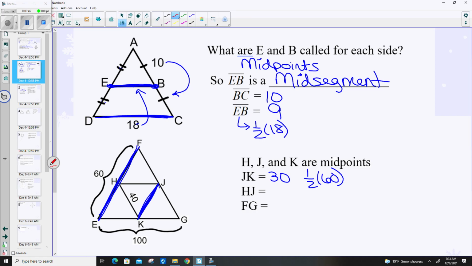All right, then I want HJ. Think about what HJ is parallel to. Which one? 100, absolutely. So how do I get HJ's length? Divide by 2.